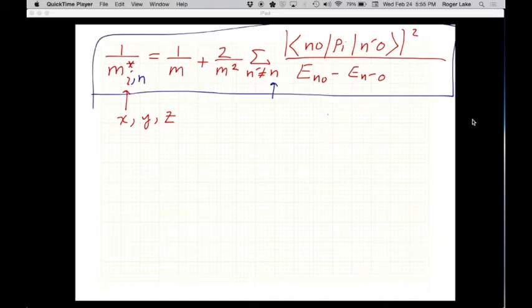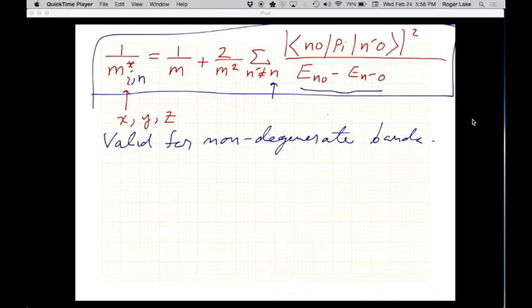And well, of course, if you have some degeneracy, you've got a problem with this expression, because if these two energies are the same, clearly that's not going to work. So this is valid for non-degenerate bands, because we just started off with a non-degenerate perturbation theory. Valid for non-degenerate bands. I guess I have a note here, ignoring spin. When I talk about degeneracy, I'm not including spin degeneracy.